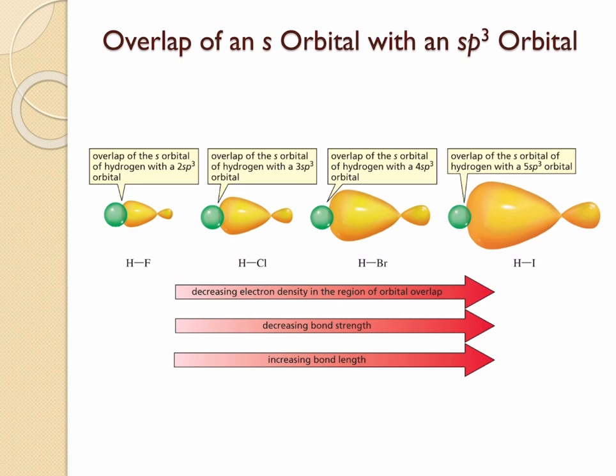They're going to be spread out over a larger space because they are farther from the nucleus. Because the electrons are spread out, they are going to produce weaker bonds. So therefore, when you have a bigger atom, the bond is going to be longer.